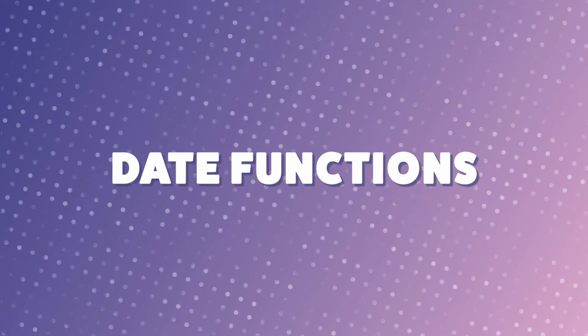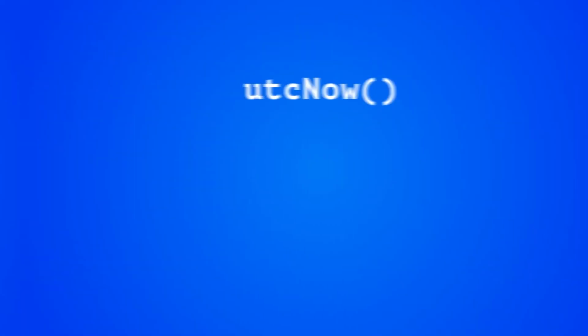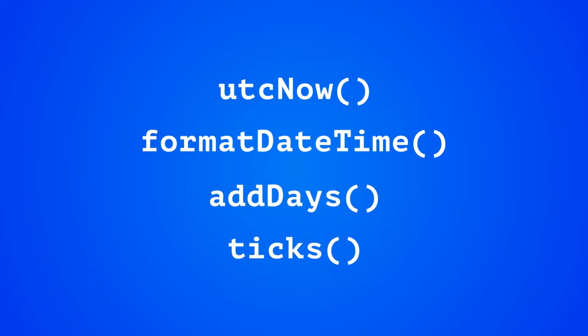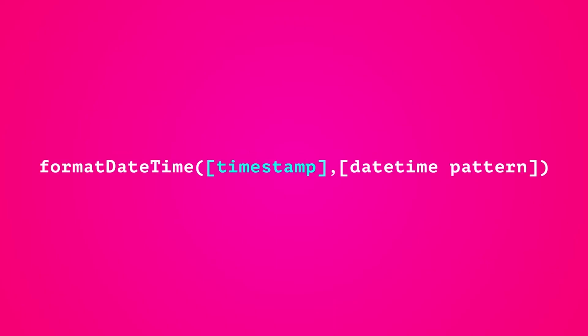When working with dates in Power Automate, there are 4 functions that you need to familiarize yourself with: UTC Now, Format Date Time, Add Days, and Ticks. The UTC Now function will return the current date and time in UTC. The Format Date Time function takes 2 parameters. The first parameter is a timestamp, and the second is a date-time pattern.